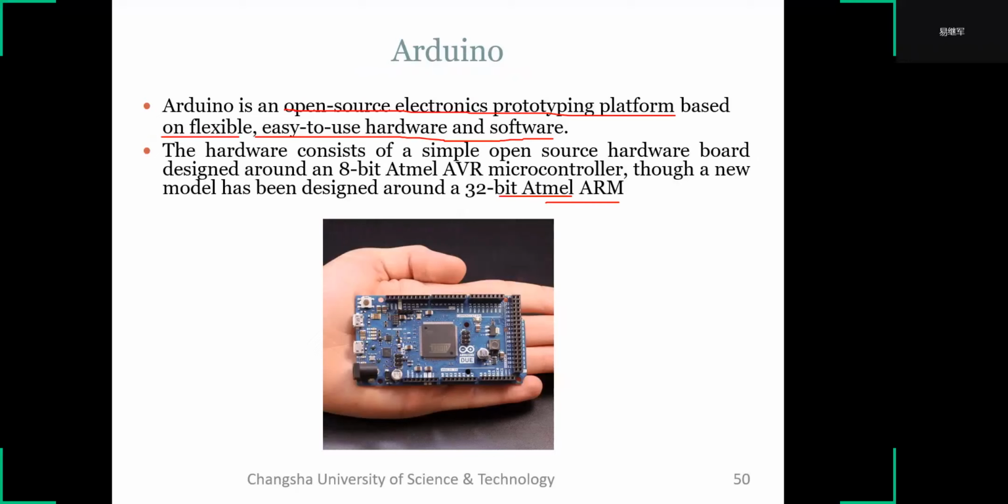Arduino is an open source platform. We can make a program and get the specific function for us.